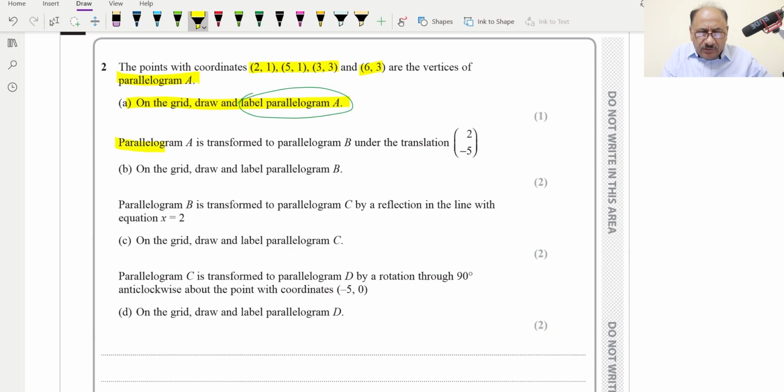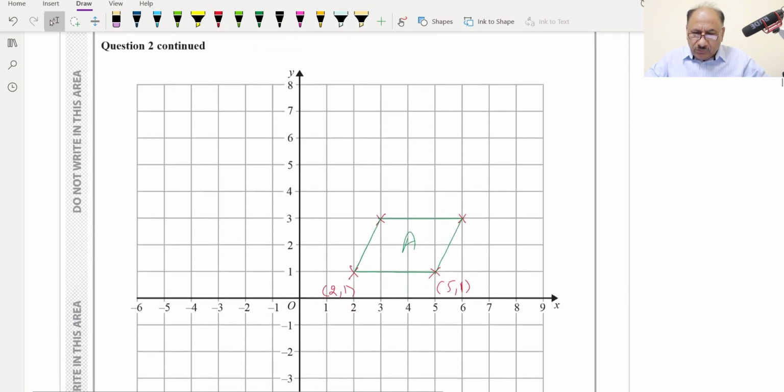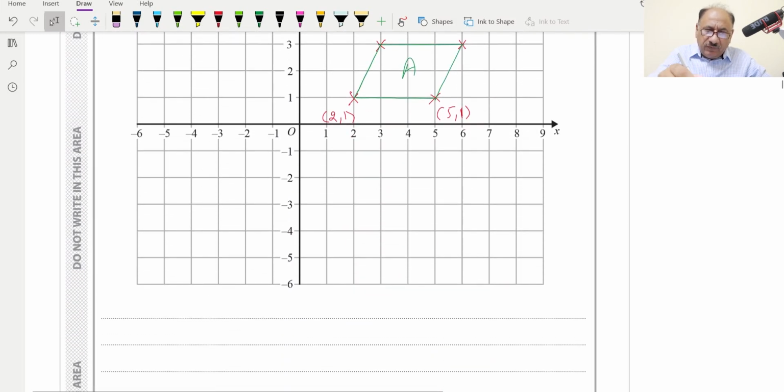Now B part, parallelogram A is transformed to parallelogram B under the transformation 2 and minus 5. On the grid, draw and label B. So 2 and minus 5 we will be checking. So we can check this point 2 units right. So 2 units this side will be this point, and 5 units down will be 1, 2, 3, 4 and 5. This will be the point which we can shift, and these we will erase.